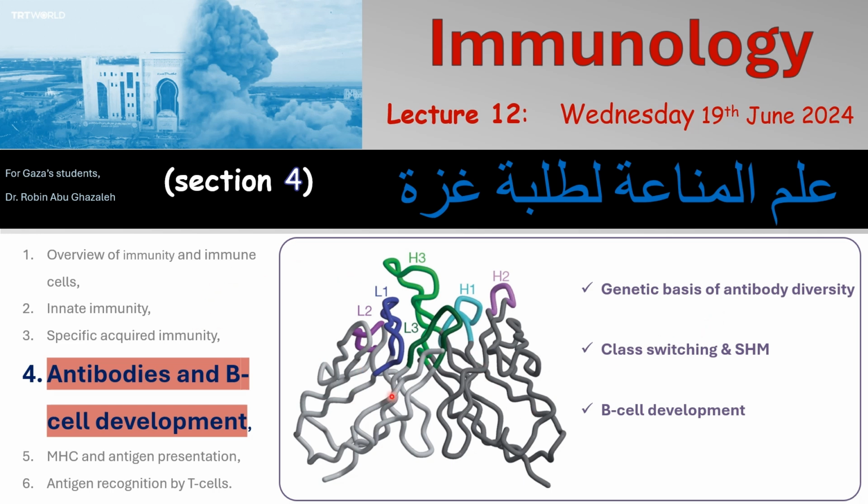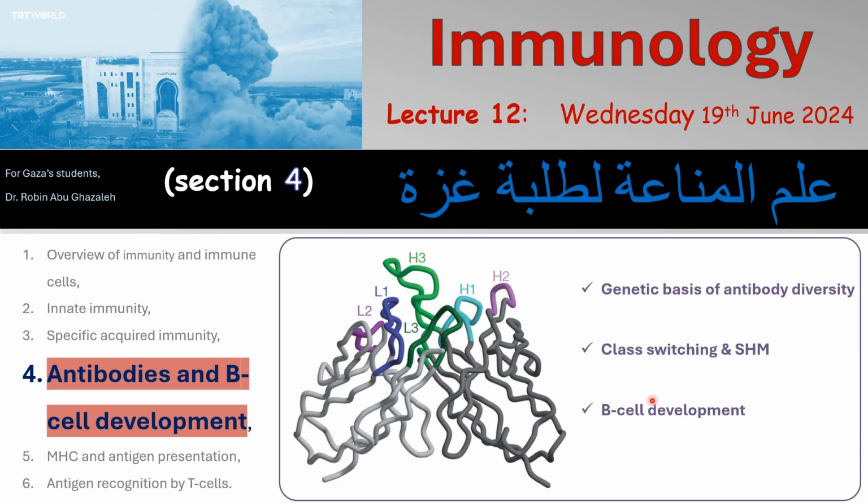Here are the variable domains of light and heavy chain antibodies. Both of them undergo somatic recombination events to generate a huge amount of variability in all of these complementarity determining regions here. In addition, we'll look at something called junctional diversity, and this I'll explain once we get to that point. It's another aspect of diversity.